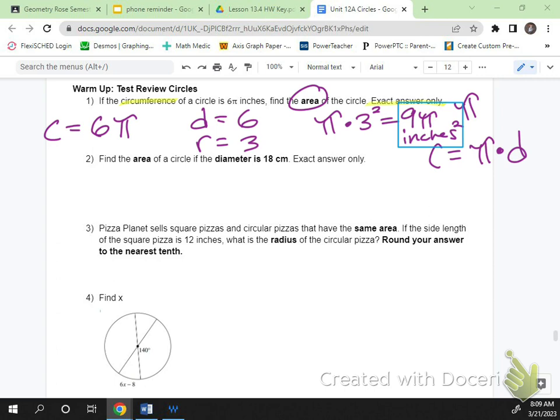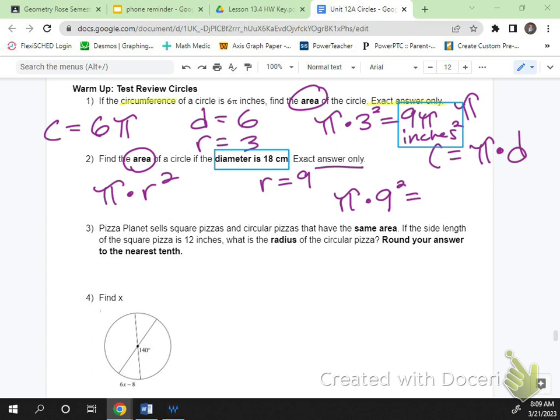Number 2, find the area of a circle if the diameter is 18. They're telling us the diameter is 18. They're telling us that. So then what is R? 9. Area is pi times r squared. So now we're going to leave our answer exact. Pi times 9 squared. It's going to be 81 pi centimeters squared.